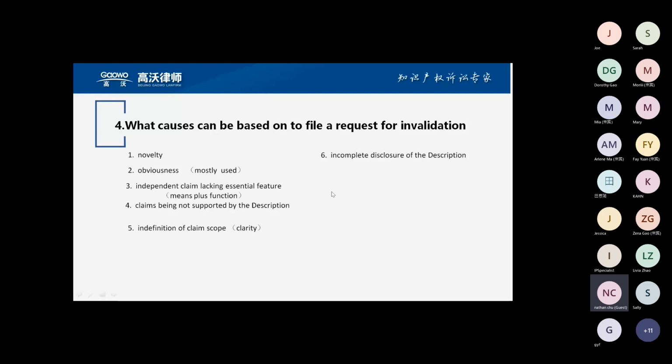Today I will present the example cases I used to handle. You can see I will introduce in detail about this reason. Next, you can also, based on the reason, if during the prosecution of a patent, the patent applicant introduced some new matter by amendment, file an invalidation. You can also, based on this reason, invalidate a patent. I think this principle is universal all over the world.